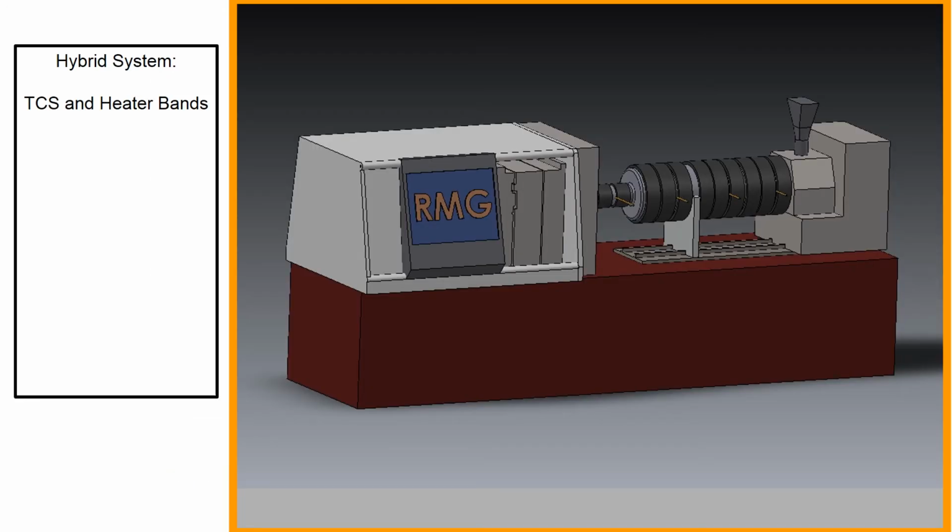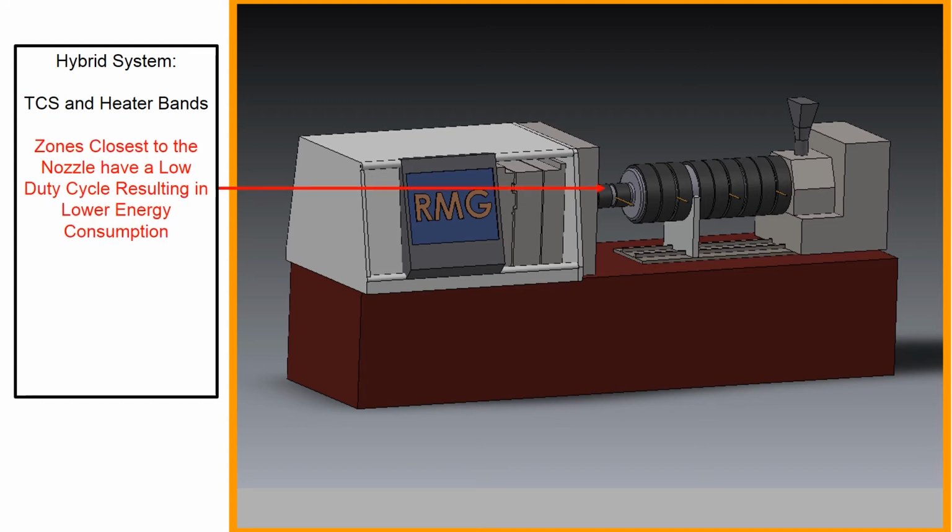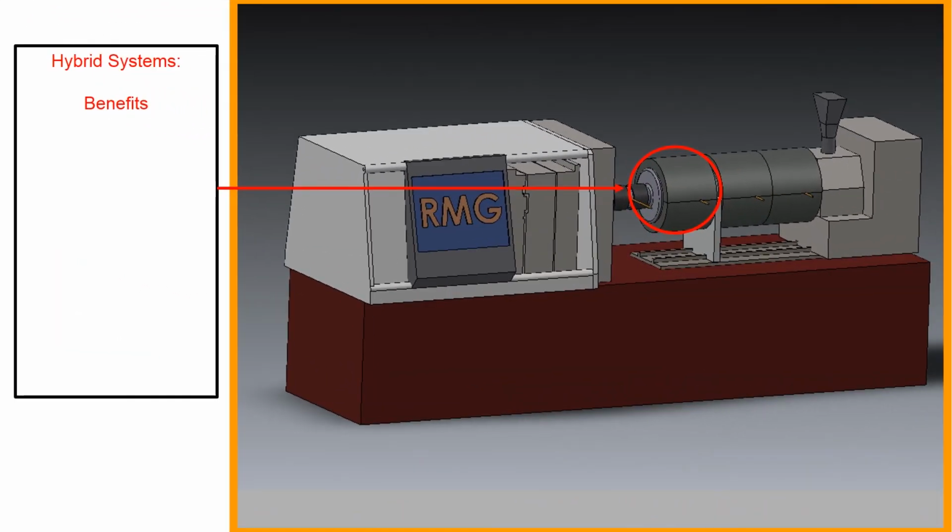These are systems which employ both TCS and traditional band heaters. Systems of this nature can be beneficial because the zones closest to the nozzle oftentimes have a low duty cycle, resulting in lower energy consumption, and because most interference is typically near the nozzle, which can create challenges during installation. So fitting only the first 2 or 3 zones can be beneficial, providing a lower system cost, as well as a faster return on investment.